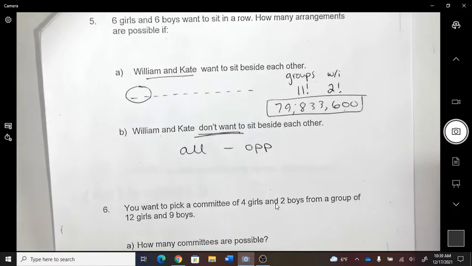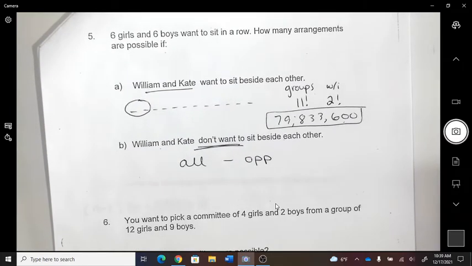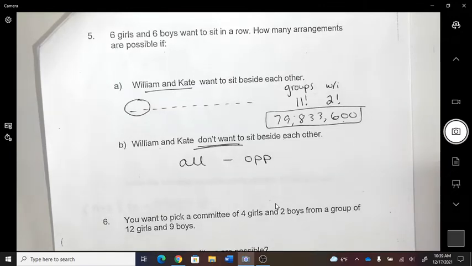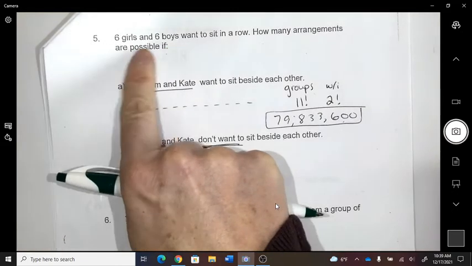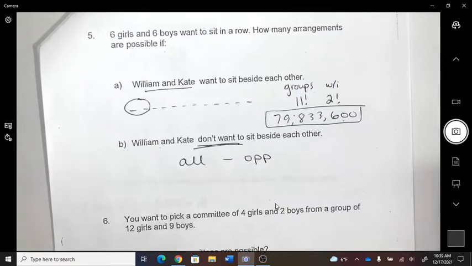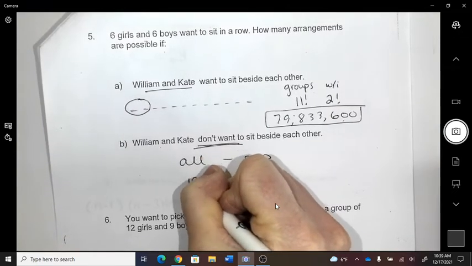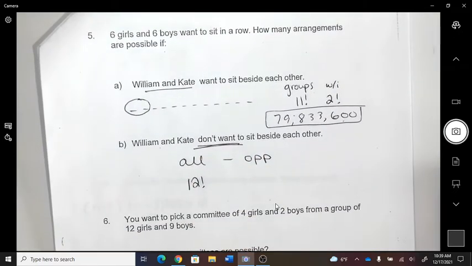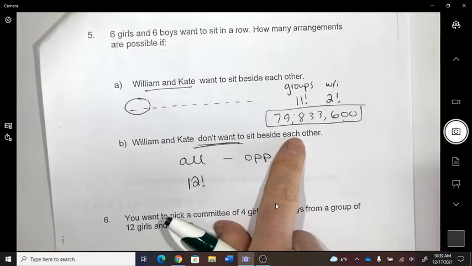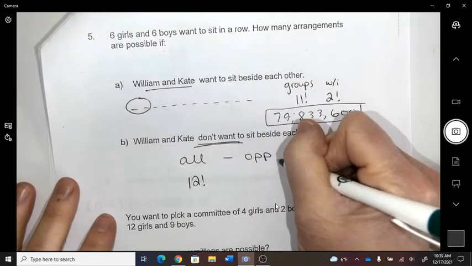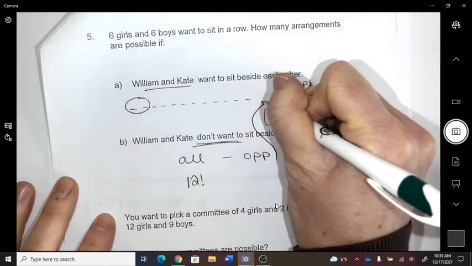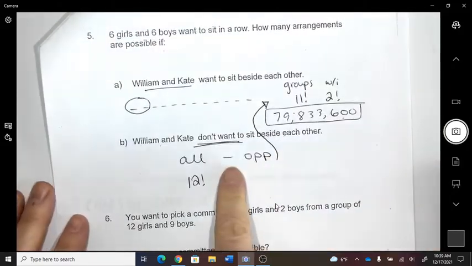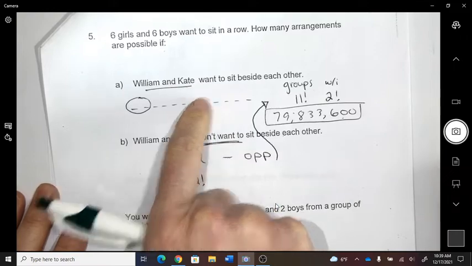Okay, so what's the all? If there was just no restrictions and you could make arrangements with everybody, what would you do? 12 factorial. You're just moving 12 people around. Doesn't matter where they are. So the opposite, if they don't want to sit beside each other, we just did the opposite. The opposite of not sitting beside each other is sitting beside each other.